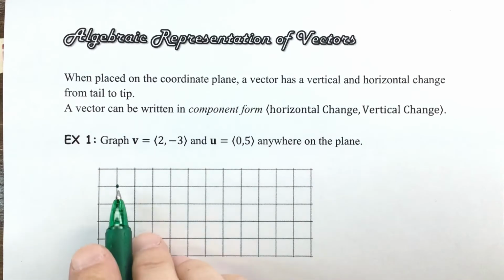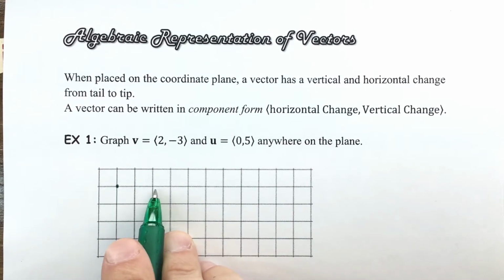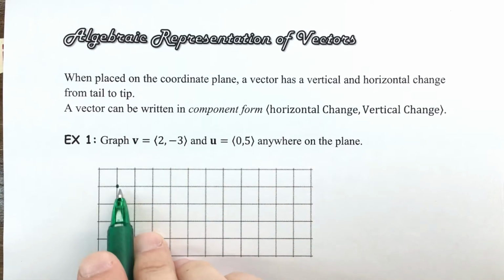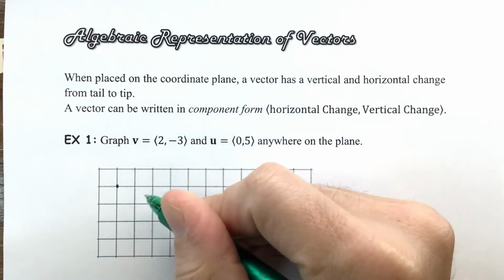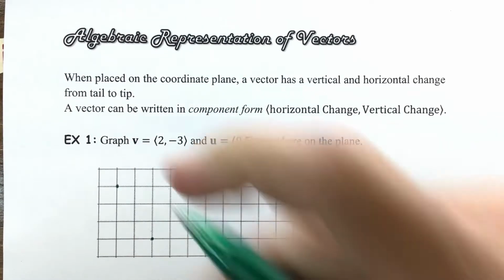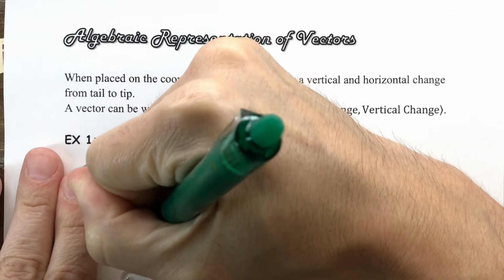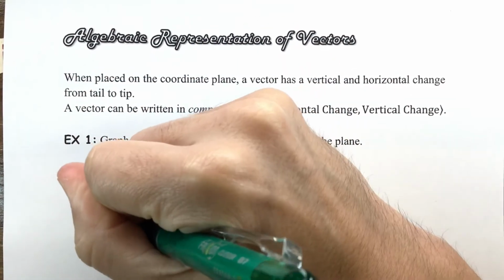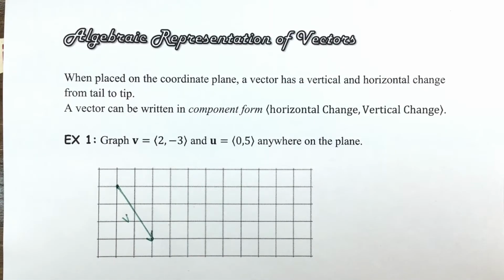The 2 tells us that the vector is going 2 units to the right. The -3 tells us that the vector is going down 3 units. So I'll go over 2, go down 3, and that would be the end of vector V. So this is what it looks like. That is vector V.